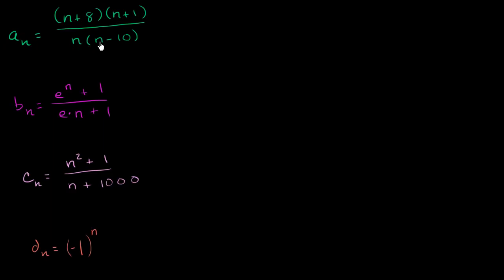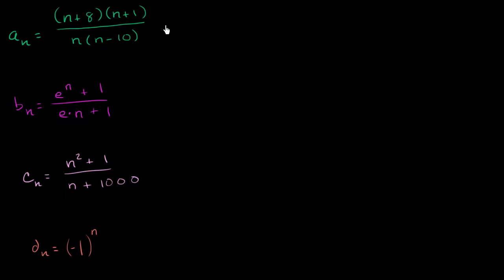So let's look at this first sequence right over here. The numerator is n plus 8 times n plus 1, denominator n times n minus 10. So one way to think about what's happening as n gets larger and larger is look at the degree of the numerator and the degree of the denominator. And we care about the degree because we want to see, is the numerator growing faster than the denominator, in which case this thing is going to go to infinity and this thing's going to diverge, or is maybe the denominator growing faster, in which case this might converge to 0, or maybe they're growing at the same level and maybe it'll converge to a different number.